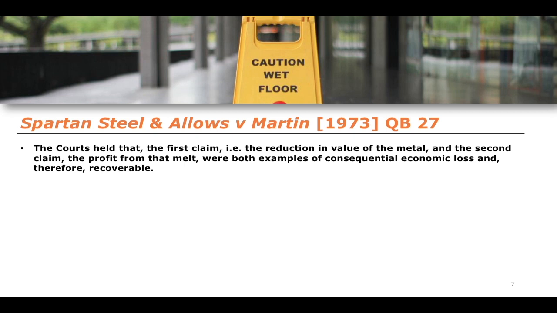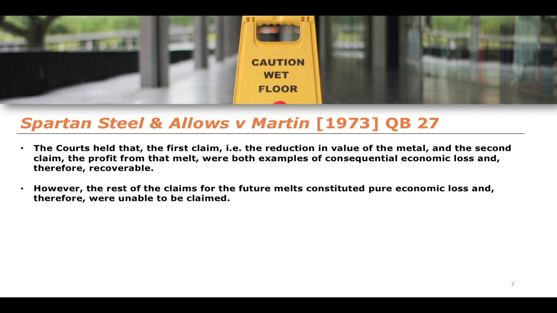Because these were damages to the property itself, i.e. to the metal itself, there was damage to it, owing to the fact that the negligent action of running over the power cables supplying electricity to the plant meant that these could be consequential in nature. However, the rest of the claims, for example the claims for future melts, constituted pure economic loss, and as a result there was no claim available.